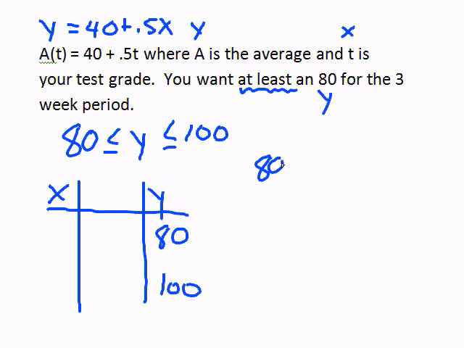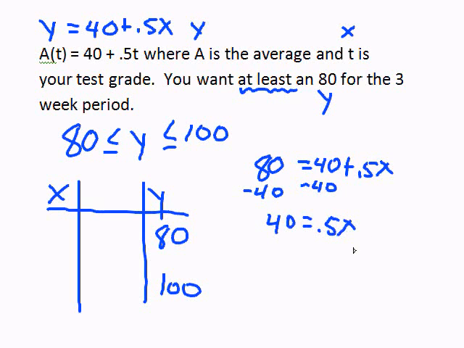Okay, for the first one, you should have gotten 80 equals 40 plus 0.5x. You subtract 40 from both sides, and you get 40 equal to 0.5x. Divide both sides by 0.5, and you get x is equal to 80.